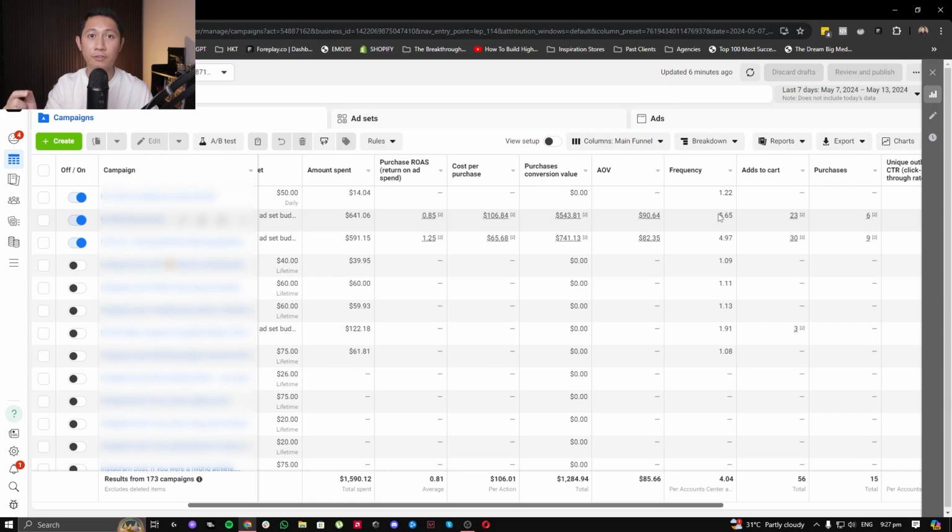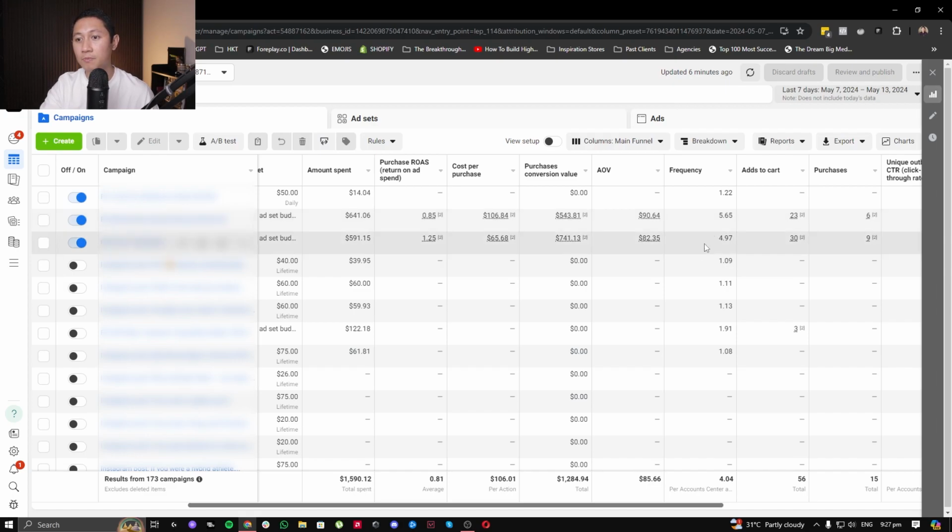And looking at this frequency, probably it's the same people seeing the same set of ads. So you are not getting new people coming into the funnel or seeing your creatives. So it will involve a lot of creative testing to reduce this frequency to make sure that we are able to target a new set of eyes, a new set of people.